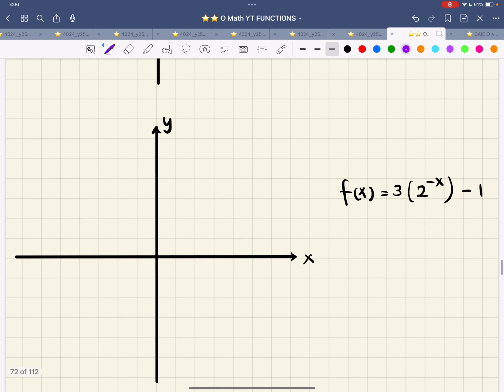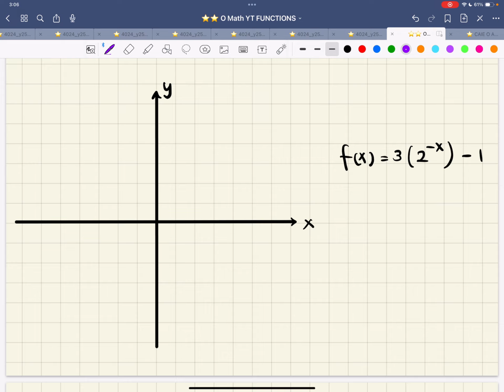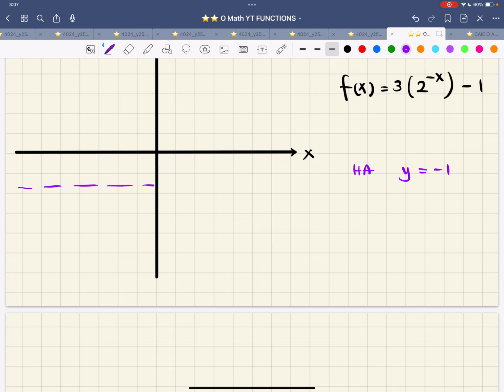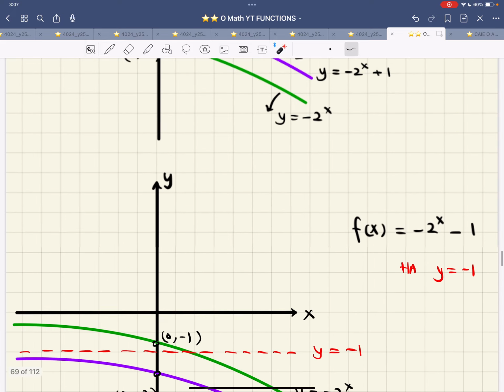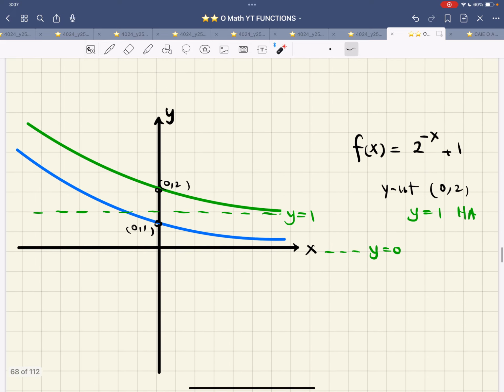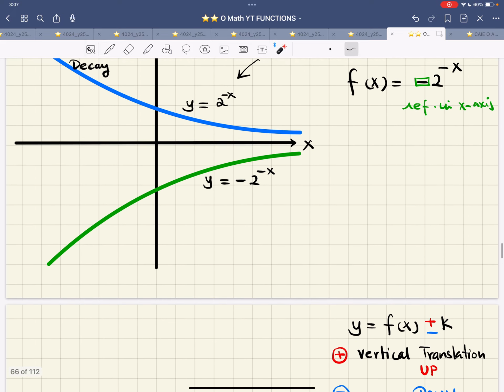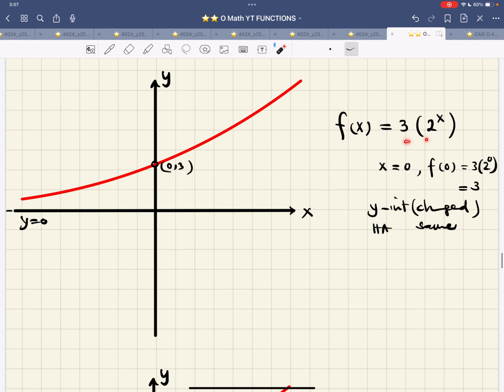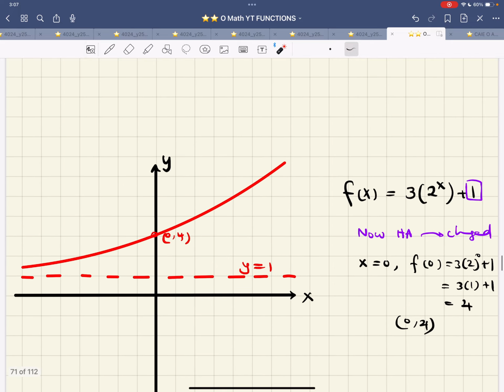And over here, now the horizontal asymptote will be y is equals to -1. So over here, this is the horizontal asymptote, y is equals to -1. That is this thing over here. Because this thing over here, 3 into 2 raised to power of -x. Let me first show you. This is somewhere over here. Where is it? Yeah. 3 into 2 to the power x is an increase, and 3 into 2 raised to power of -x would be a decrease.